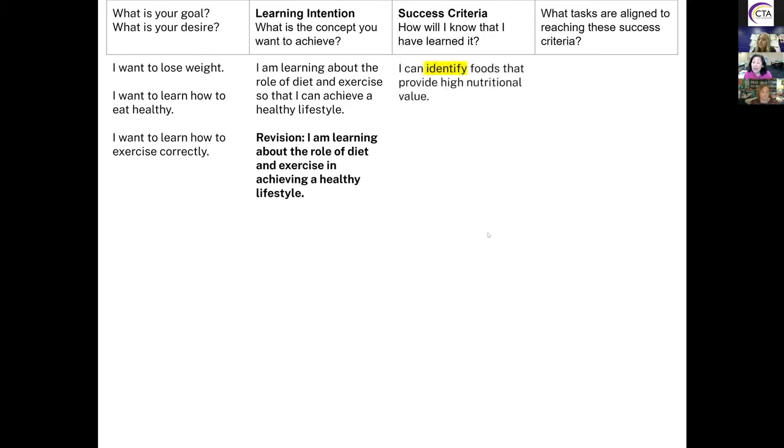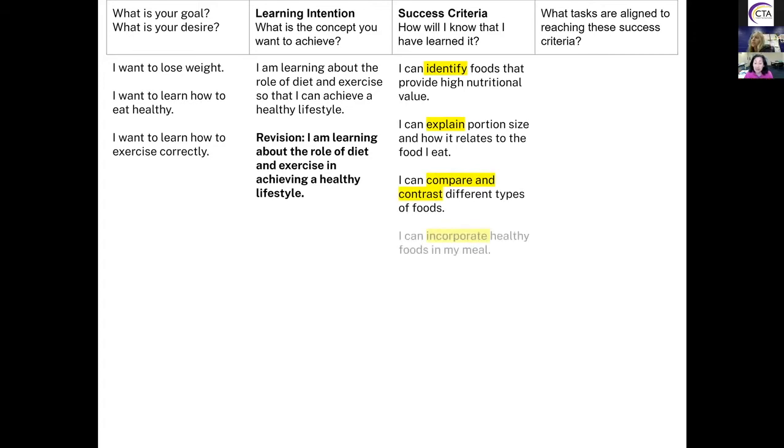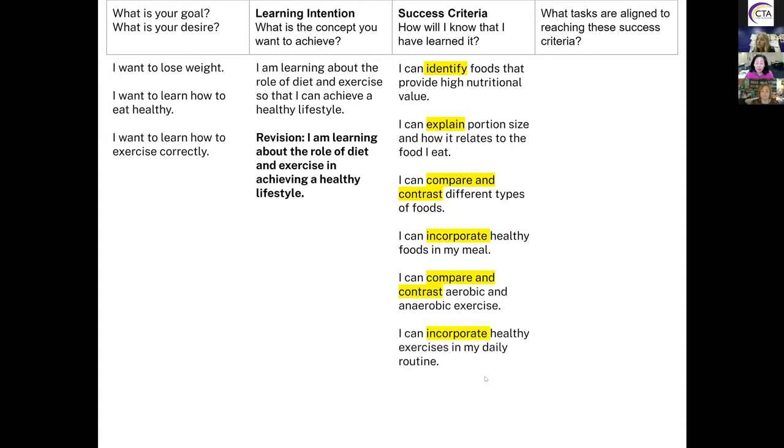So when I can identify the foods that provide high nutritional value, when I can explain portion sizes and how it relates to the food I eat, when I can compare and contrast different types of food, when I can incorporate healthy foods in my meal, when I can compare and contrast aerobic and anaerobic exercise, when I can incorporate healthy exercise in my daily routine, and when I can maintain a routine that incorporates a healthy diet and exercise. Now, we've taken the liberty to highlight a lot of these verbs.